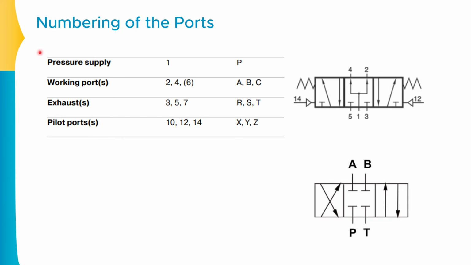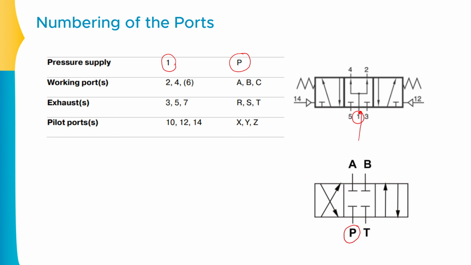What is the pressure supply? The pressure supply is basically a kind of pump supply. So wherever you see the number 1 or P written on the direction control valve, like over here there is number 1 written, and there is a P written over here, it shows that the pressure line is connected here.